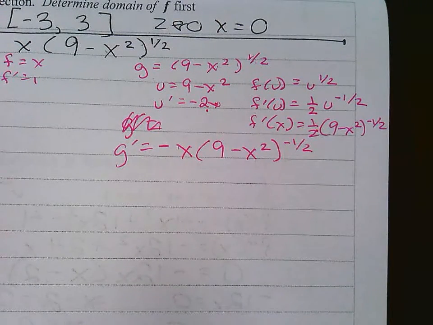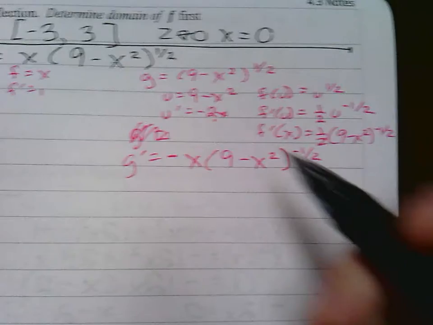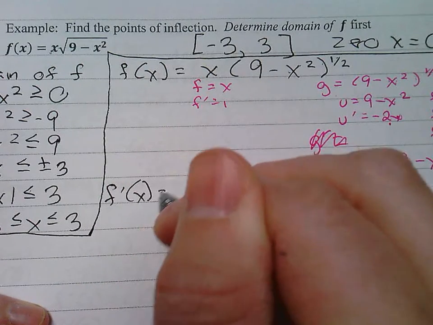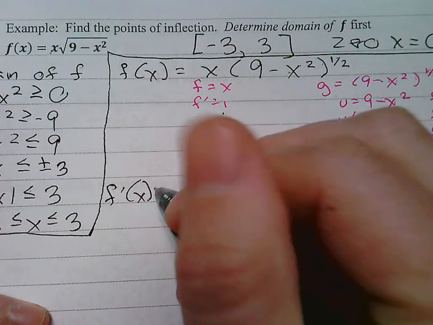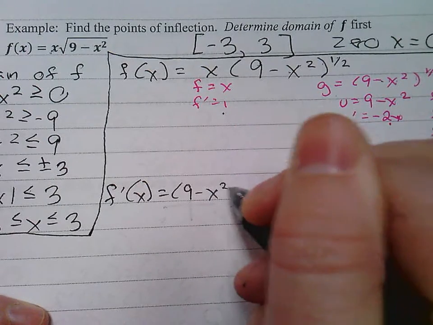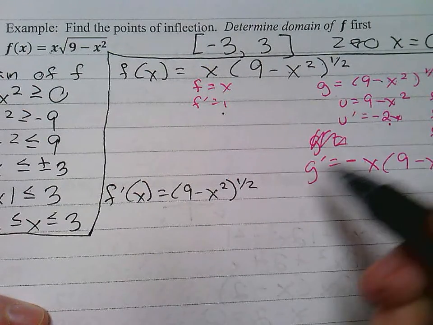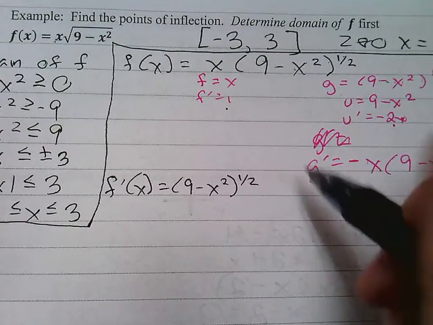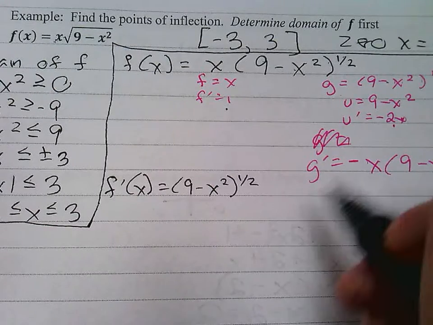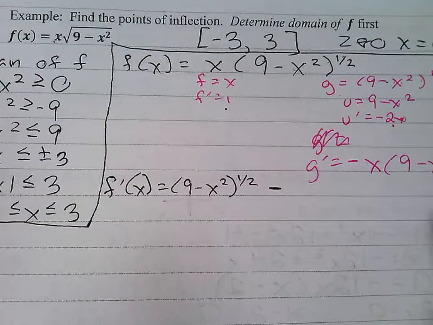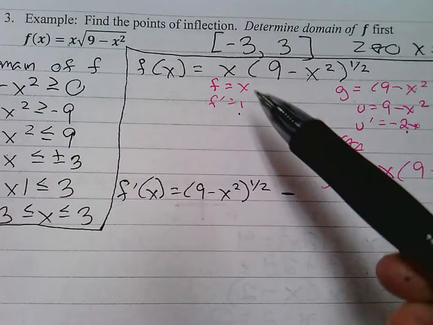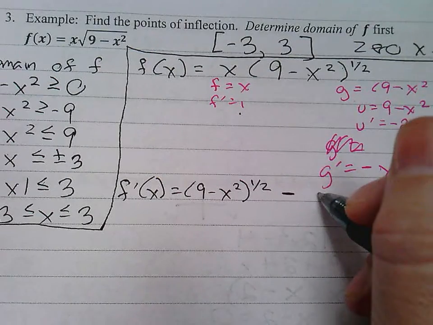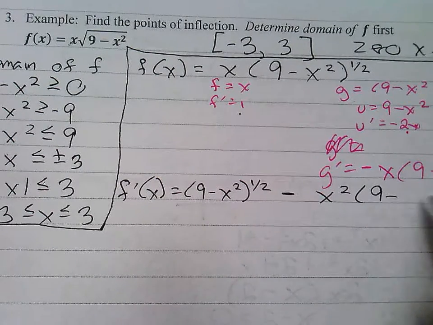Product rule. So f prime of x is going to be f prime of g, so (9 minus x squared) to the 1/2, plus a negative number. I'm just going to go ahead and put that negative there. So plus a negative makes it a negative, f times g prime of x. So you've got f here, x times x is x squared, (9 minus x squared) to the negative 1/2.